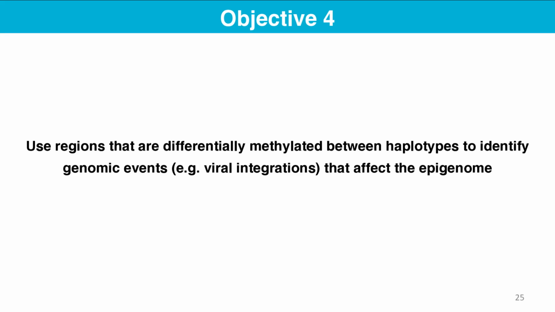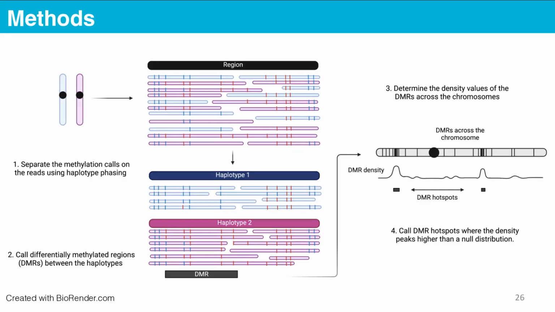So moving on to the last objective, using regions that are differentially methylated between haplotypes to identify genomic events, for example, viral integrations that affect the epigenome. So much like what I was explaining with the HPV integration events, the haplotypes often can be confused. It's often important to look at the differences between allelic haplotypes. So whether reads are coming from one allele or another can show you different effects of how they are changing from one another.